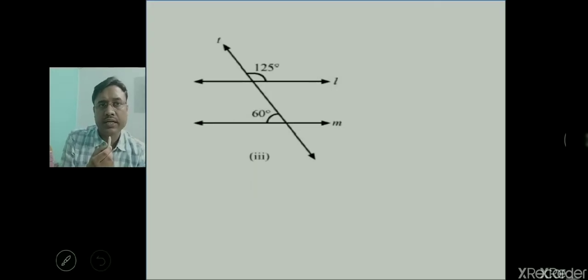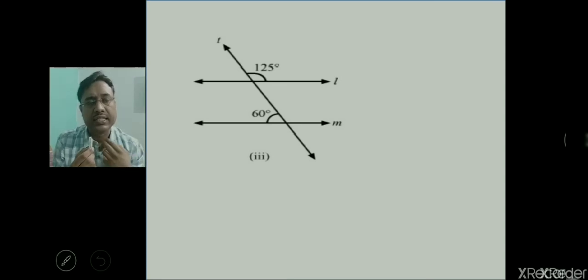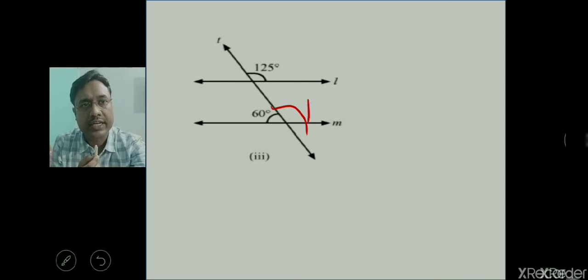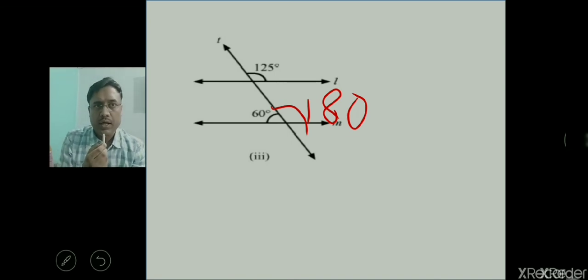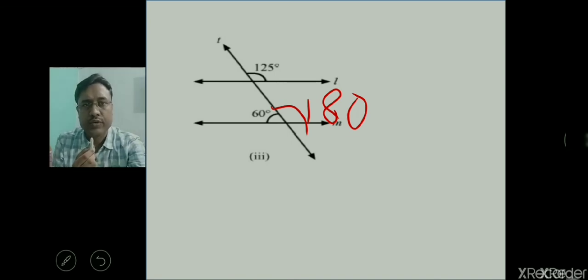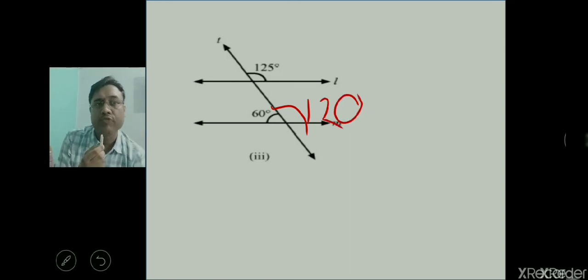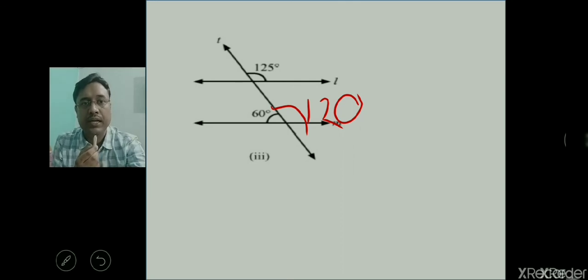Now in this diagram also, this angle is 60 degrees, and this is 180 degrees by the property of linear pair, so this should be 120 degrees, but 120 and 125 are not equal here. In this way also you can say that these two lines L and M are not parallel because corresponding angles are not equal.